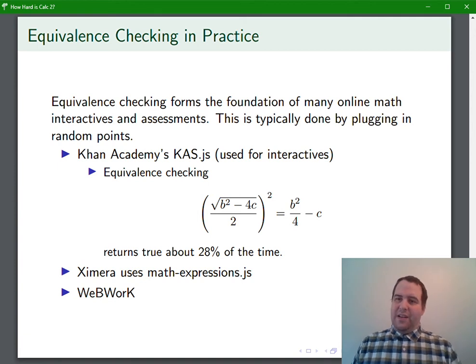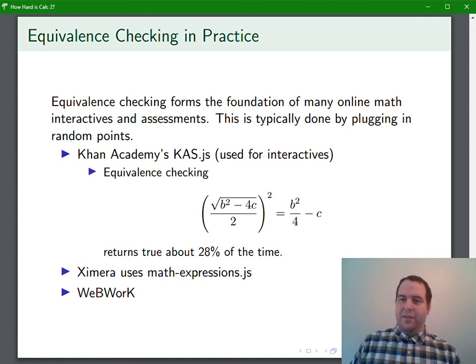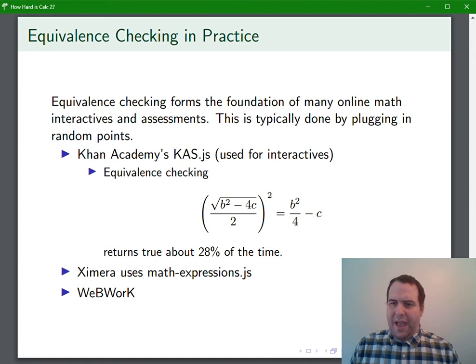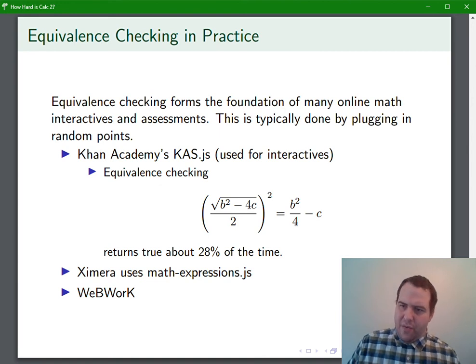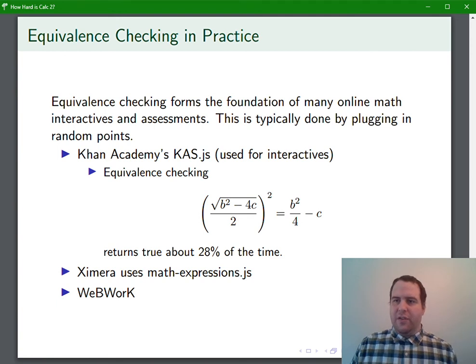And this is kind of an interesting thing to think about, this question of how many points we have to plug in, how we determine which points we should be plugging in, and what's the computational complexity of that. Those are fun questions to think about as well.